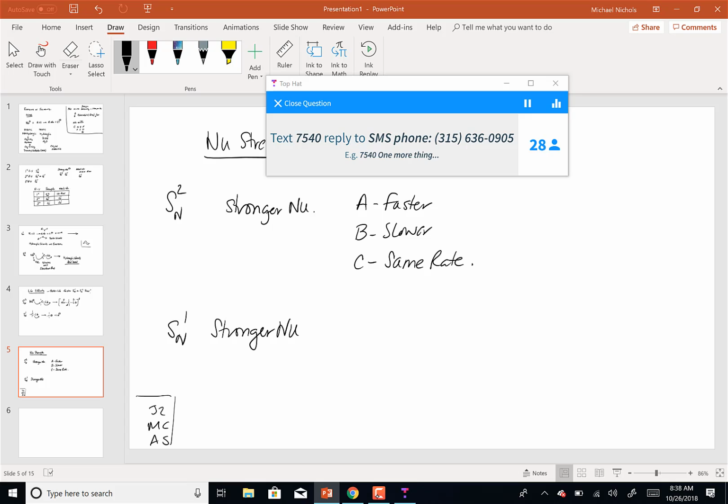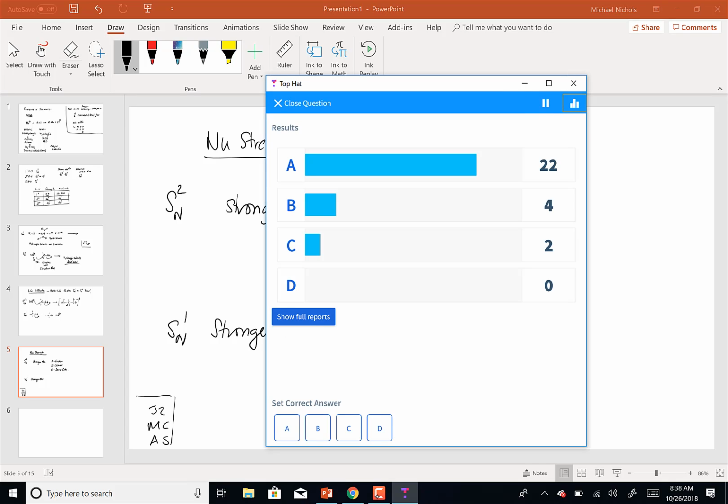But we'll go ahead and just do this. 22 A's. What was A? Faster. Was that what everybody was going to choose?